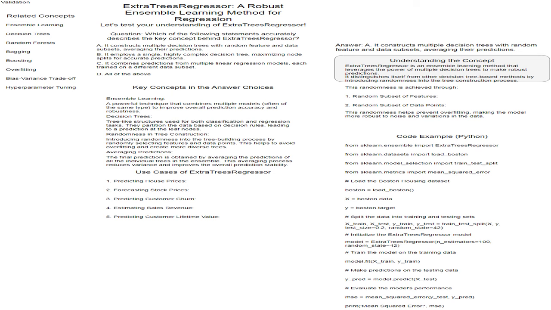Incorrect. Extra trees regressor does not use a single complex decision tree. Instead, it builds multiple decision trees and combines their predictions. It constructs multiple decision trees with random feature and data subsets, averaging their predictions.